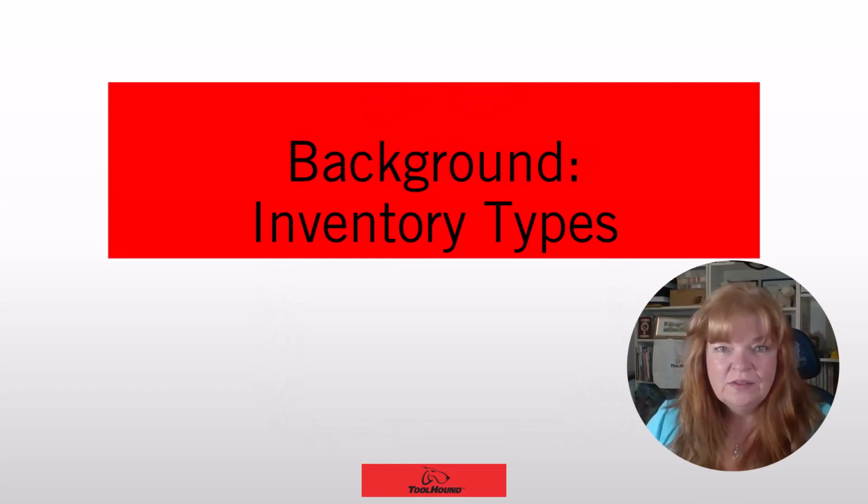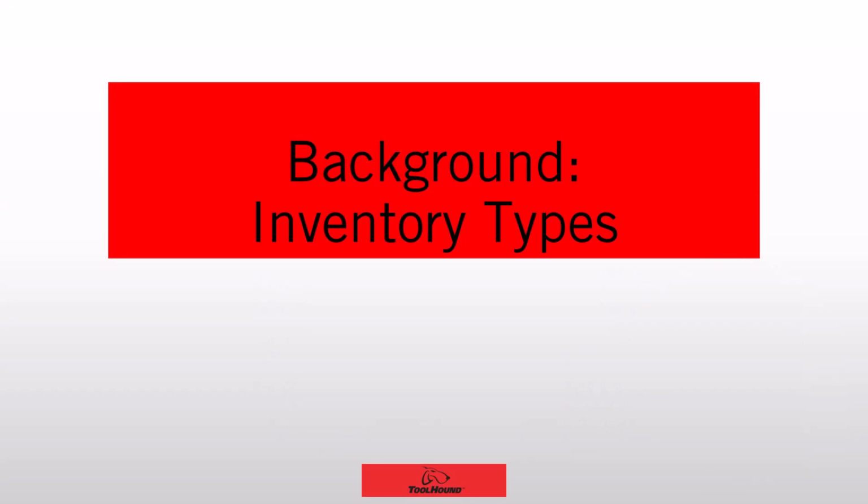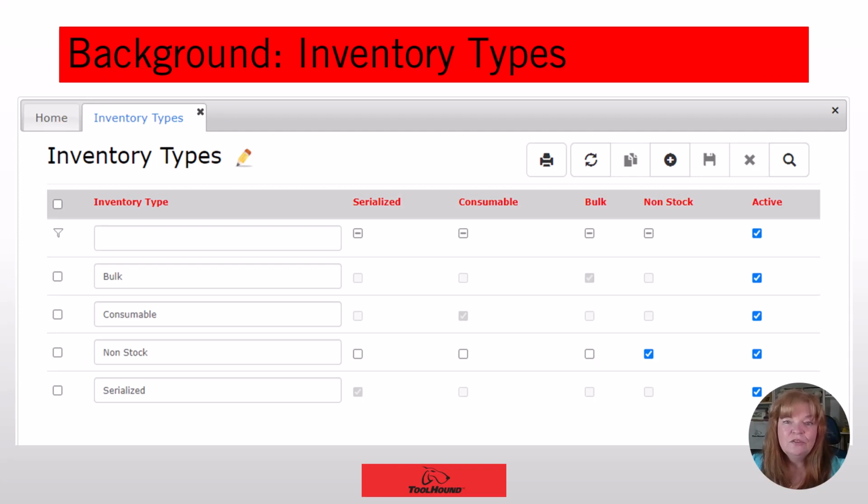Let's recap the basics of inventory types. The inventory type affects every single thing related to the part number. Here we see the standard inventory types of bulk, consumable, non-stock, and serialized. Bulk and consumable are used to track quantity part numbers. Non-stock is used to track virtual part numbers or other part numbers where you don't want to track the quantity on hand. And serialized is used to track unique items which could potentially have service requirements.